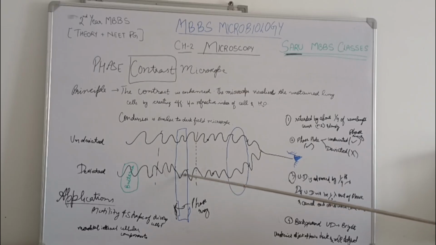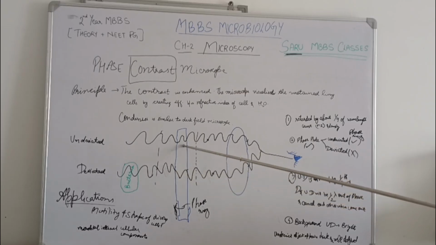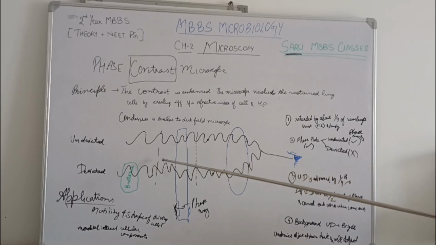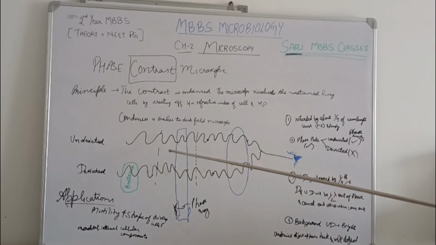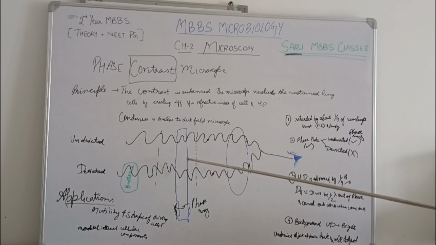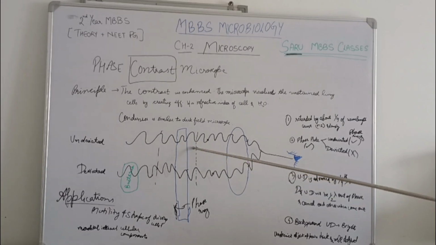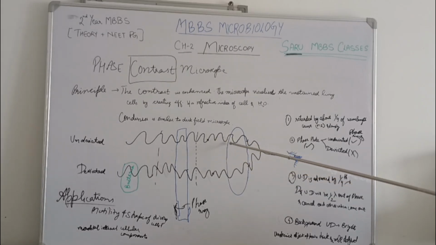Third point, the undeviated light rays are advanced by about 1/4 of the wavelength of the light. So the difference between the deviated and undeviated light rays will be about half the wavelength. They will be about half the wavelength out of phase when they come out, and they cancel each other to form the image. The image is formed in the third point.